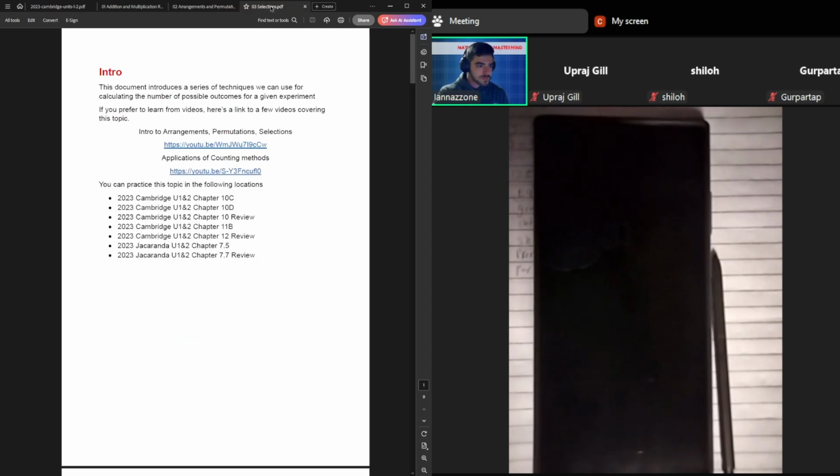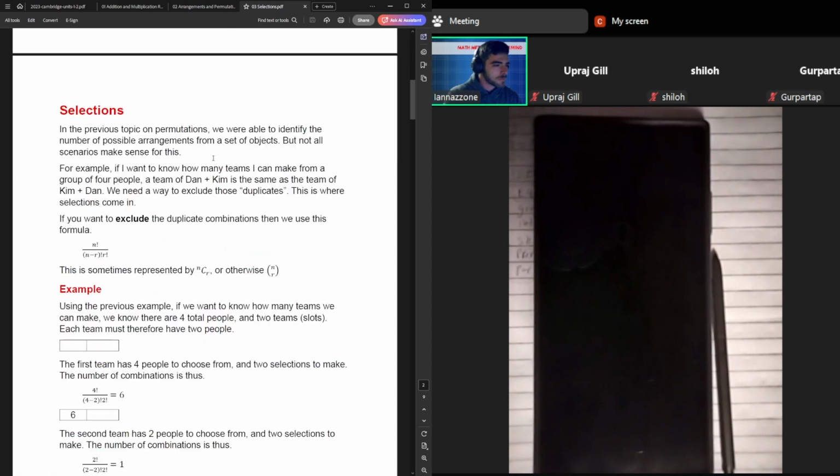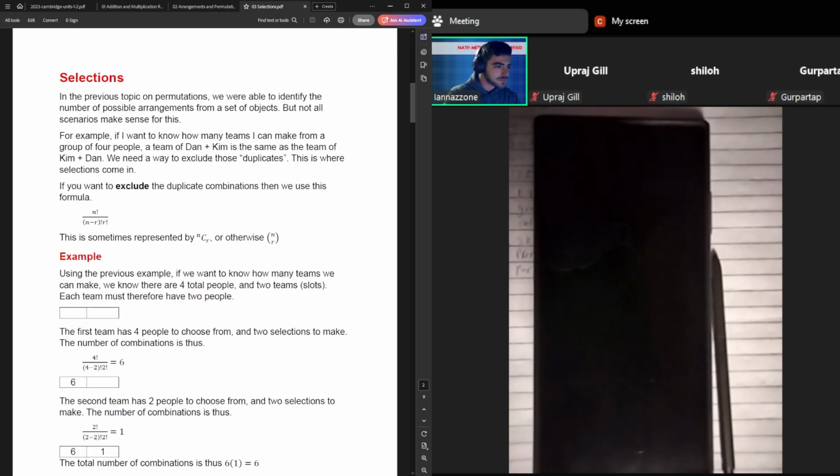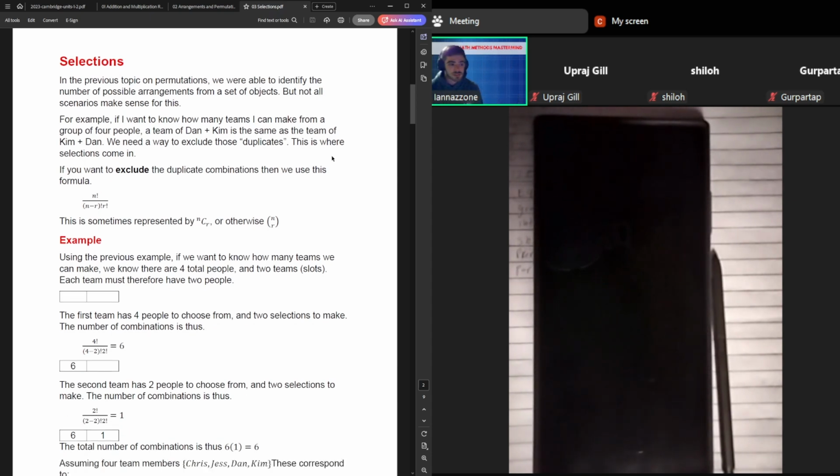All right. Last up will be selections. So I kind of alluded to it earlier. There is a way to remove those duplicate combinations if the order in which things happen doesn't matter.